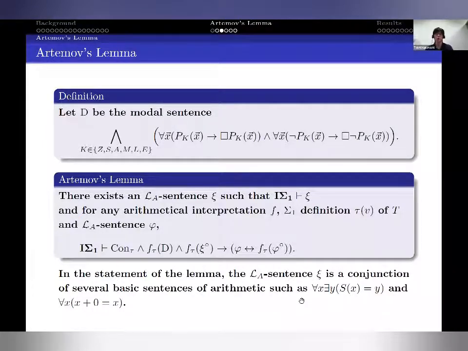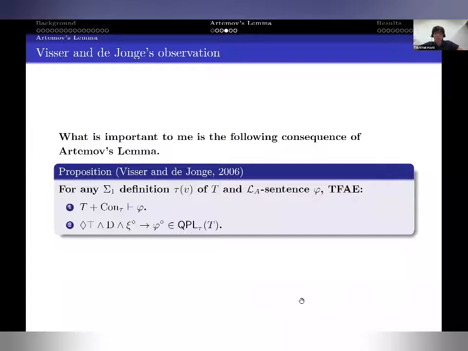And this is the main tool of my work. And what is important to me is the following consequence of Artemov's lemma, which is due to Visser and de Jonge, which states that for any sigma 1 definition tau of T and sentence phi of arithmetic, T plus con tau proves phi if and only if diamond top and D and xi circle implies phi circle is in QPL tau of T.